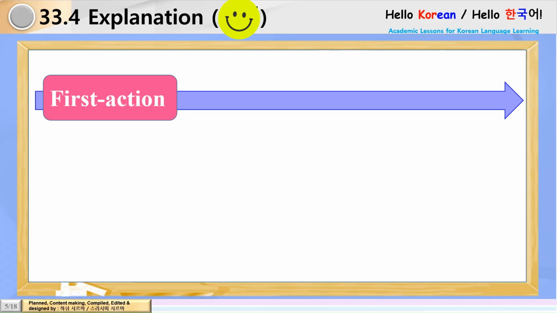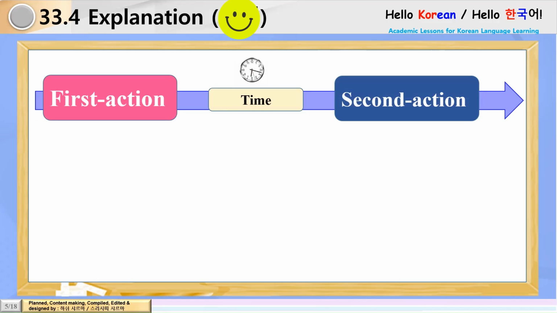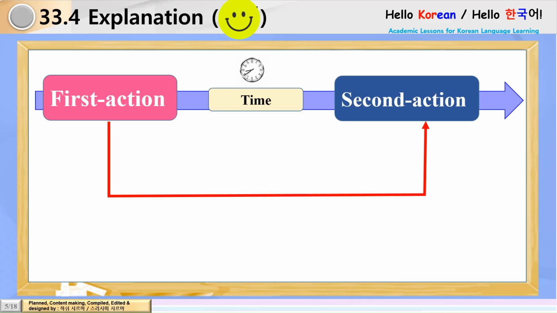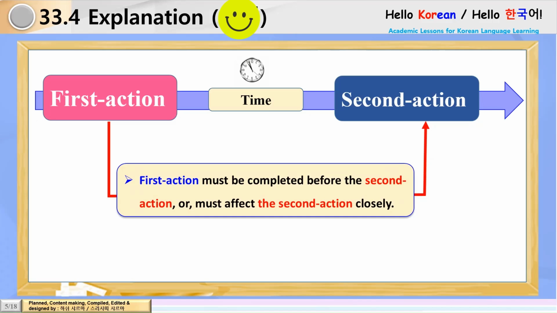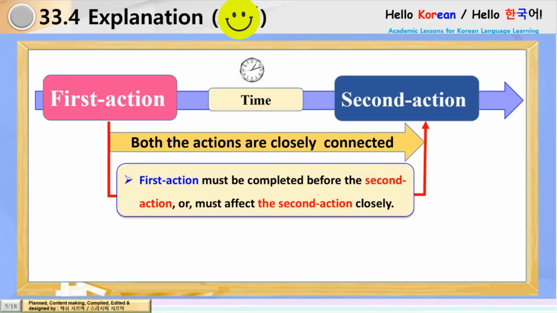Before proceeding further, please see this. First action and second action are closely connected. Let's understand this point very carefully. First action must be completed before the second action.